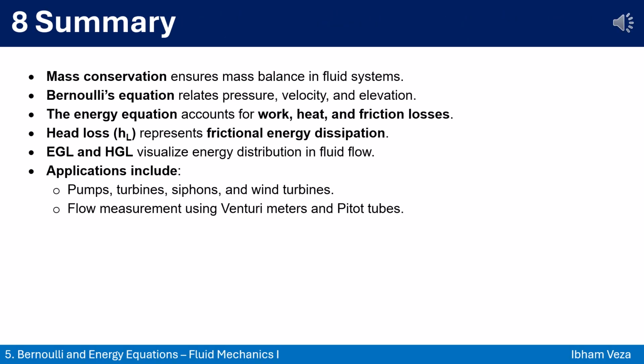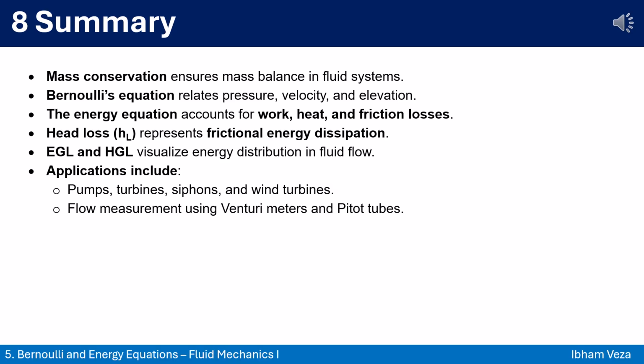8. Summary. Let's wrap it all up. First, mass conservation tells us the flow must balance. Whatever mass enters a system must leave or accumulate. Then Bernoulli's equation connects pressure, velocity, and elevation, assuming ideal flow. But when reality kicks in, the energy equation steps in to account for added work, heat transfer, and frictional losses captured by head loss, HL.